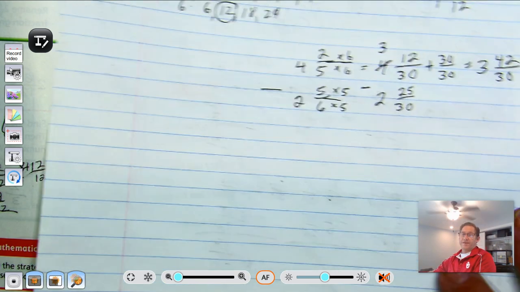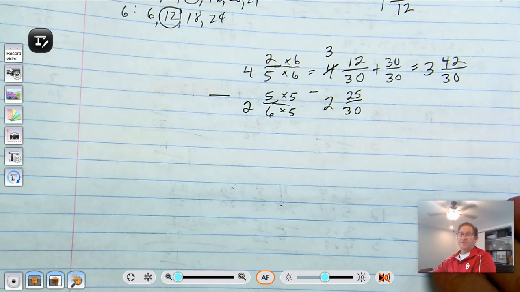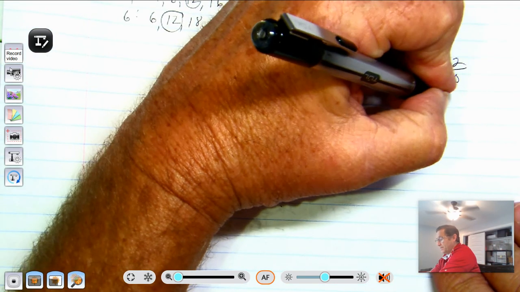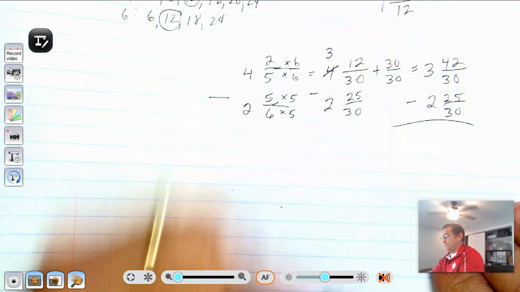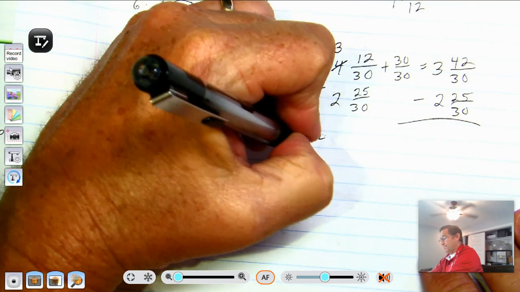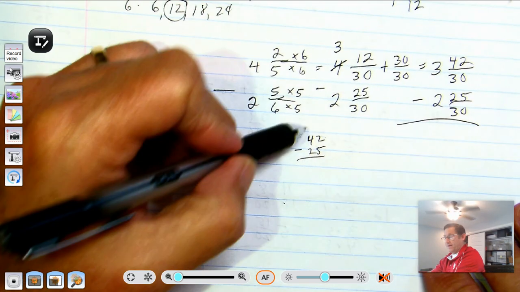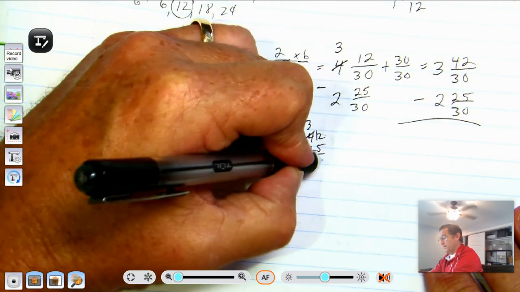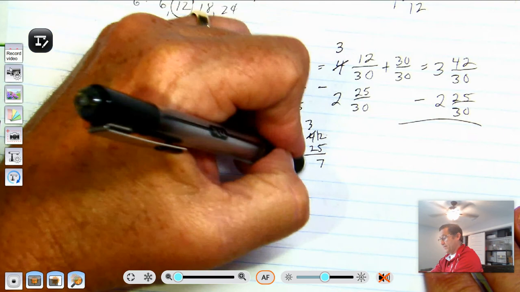So 4 and 12/30ths can be written as 3 and 42/30ths minus 2 and 25/30ths. So 42 take away 25. Now I can't take 5 from 2, so I'm going to regroup. 12 take away 5 is 7, and 3 take away 2 is 1.